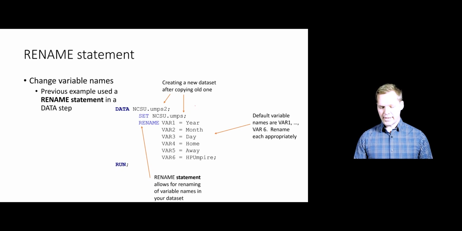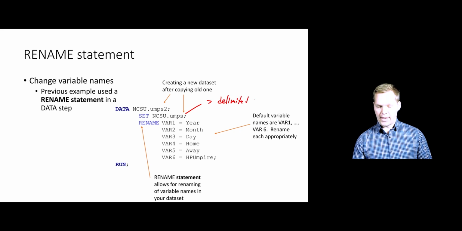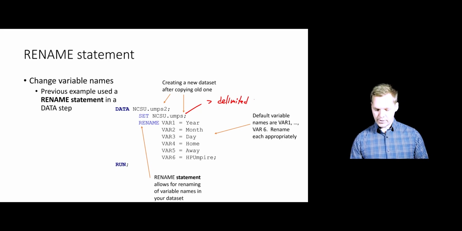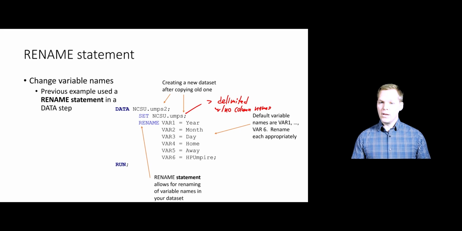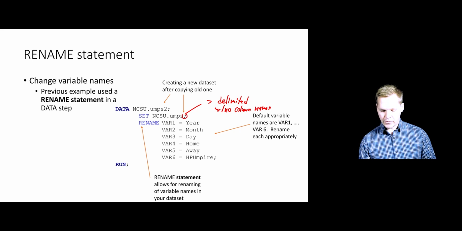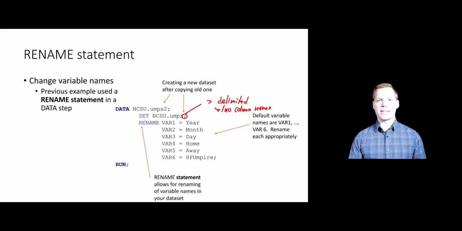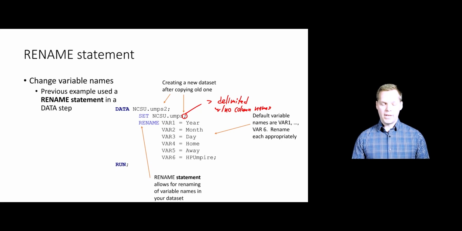If you recall, this umpire data set was one that had, this was a greater than delimited file that we read in. And remember, it did not have column names. And so we had to set our own column names using this rename statement. Again, this semicolon here is ending the set statement, so this is actually a separate statement within our data step. It starts with the keyword rename and ends with its own semicolon down here.